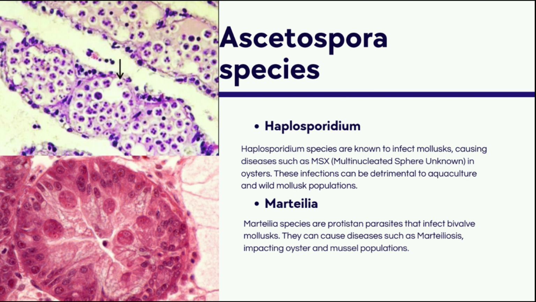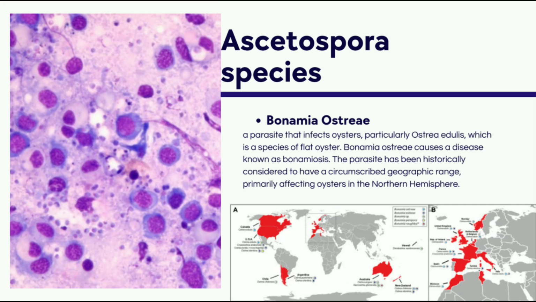The next species is the Marteilia. Marteilia species are protistan parasites that infect bivalve mollusks. They can cause diseases such as marteiliosis, impacting oysters and mussel populations. And finally, Bonamia ostreae.